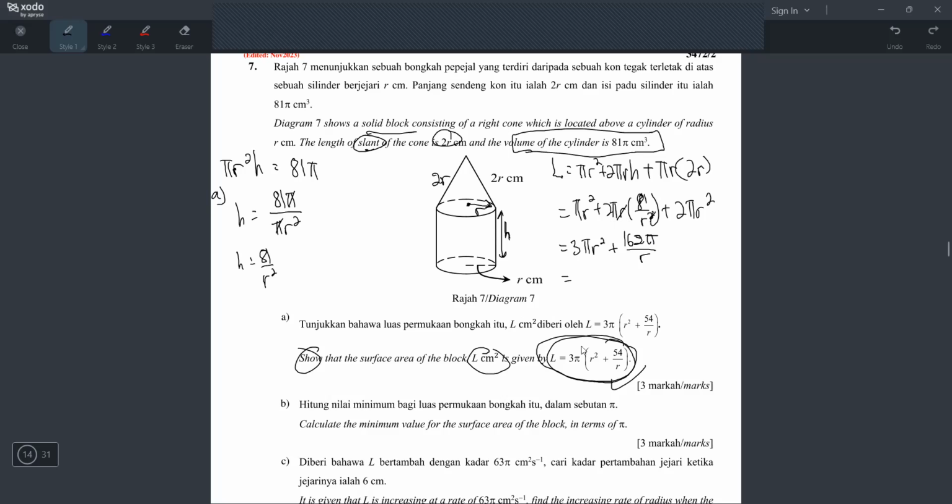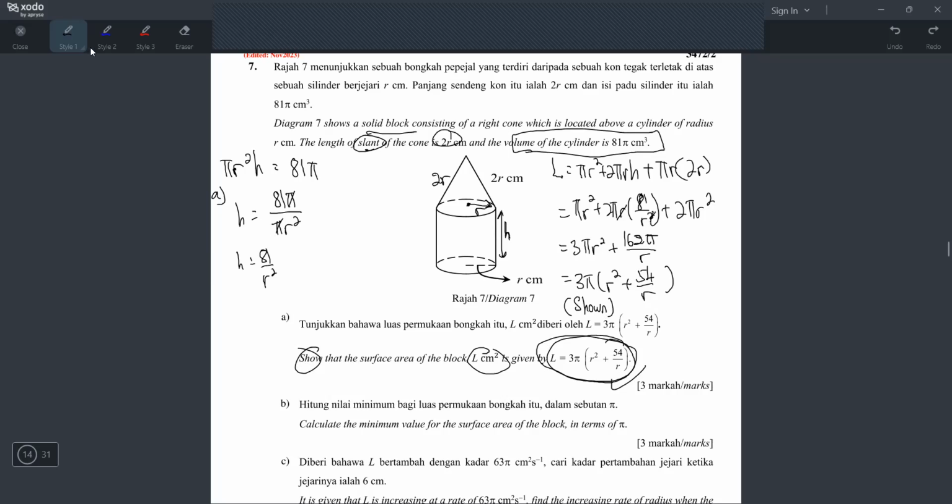So what you do is you factorize. So can you see they factorize out the 3 pi? So you also take out the 3 pi. So what happens when you take out 3 pi? You're left with r square. And then 162 pi, when you take out 3 pi, what happens? It means you will take 162 pi, divide 3 pi. What is 162 divide 3? 54. Okay, if you press calculator, you will get 54. And then you don't have to write the pi anymore, because the pi you already take it out. And then over r. So this is exactly the same as this, right? So now you can write the word shown. Okay, if they ask you to write show, you have to write shown. So this and this is the working for A.